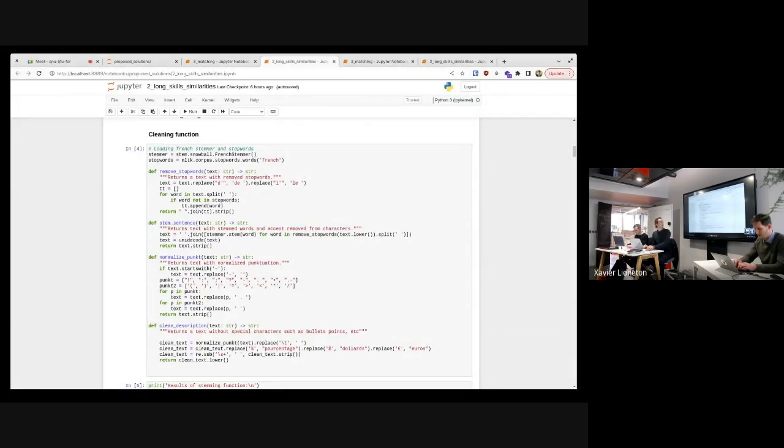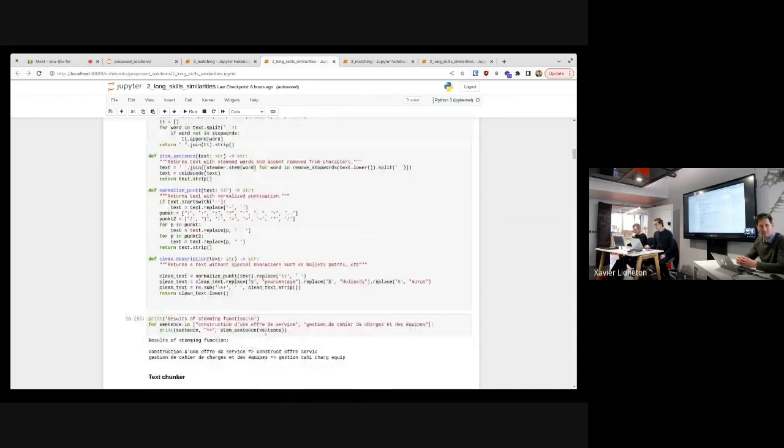Okay, so I sent you this notebook. You have it in your email if you want, if you can't see what's happening there. So we have some functions to clean the text. Some of them remove stemming, some of them remove stop words, some of them remove the punctuation, and some replace some signs by other texts if we need them.